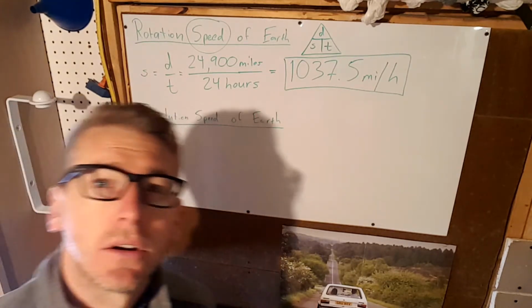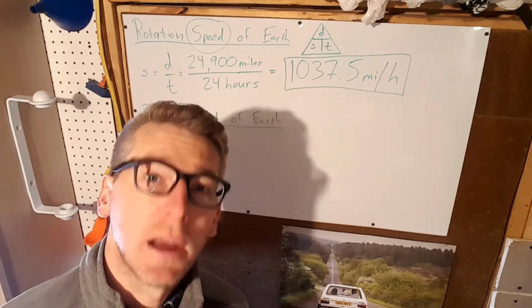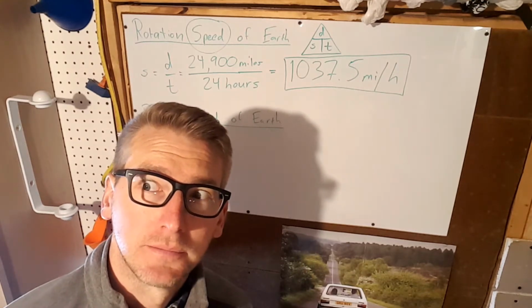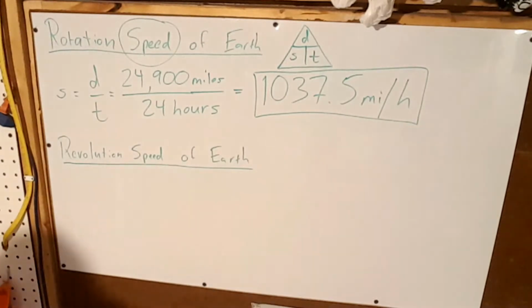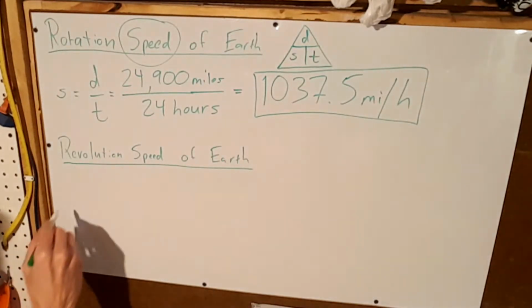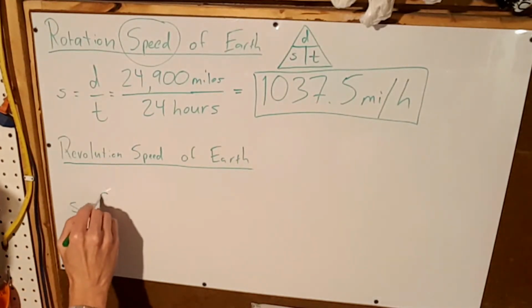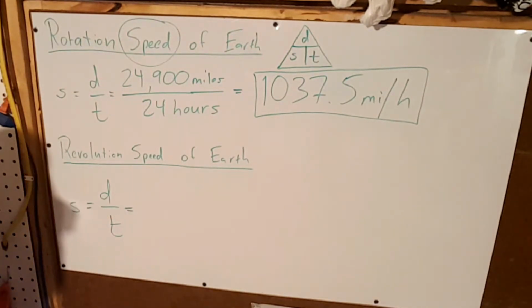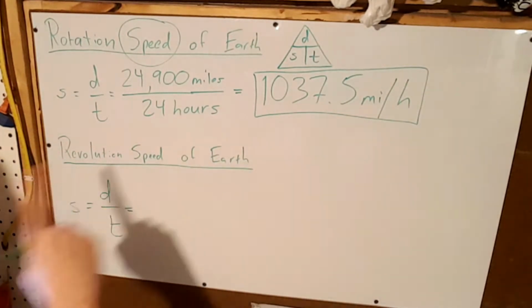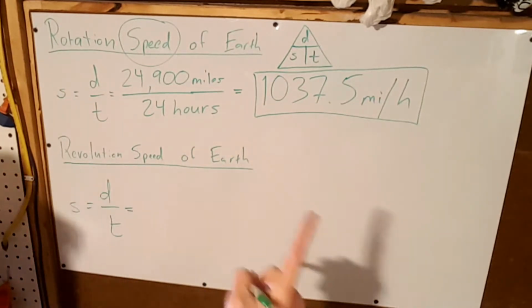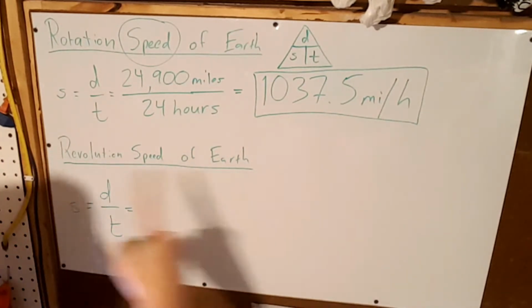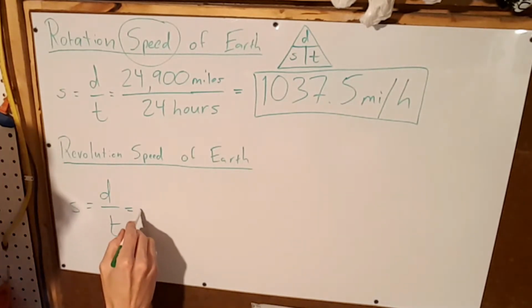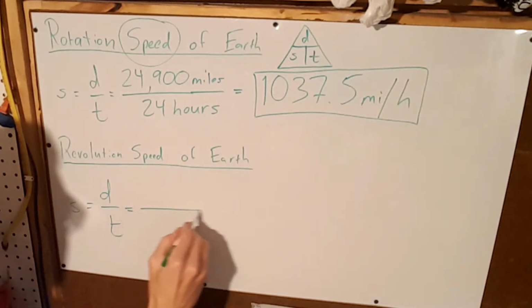Now we're talking about the Earth orbiting around the Sun. Okay. Do I have to work on my lighting? So the revolution speed of the Earth is going to be very similar. S is equal to distance over time. This time, the distance is going to be how far it orbits around the Sun. Not just somebody standing at the surface of the Earth doing one rotation, but how far and how long it takes to go around the Sun.